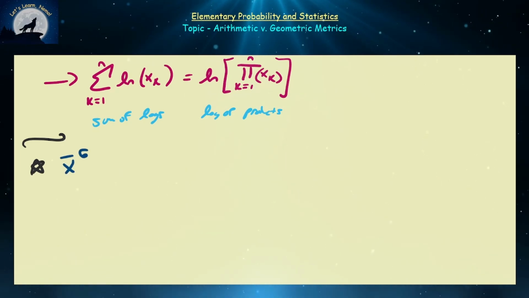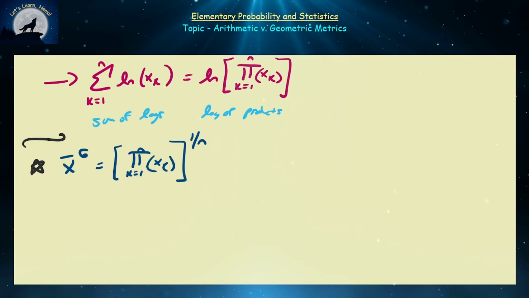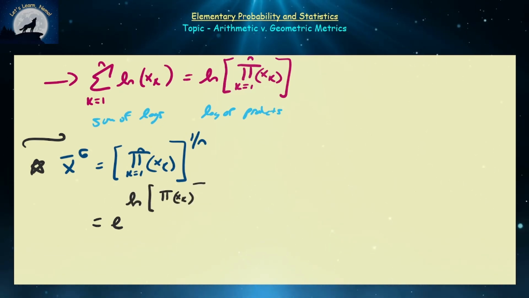So we have that the geometric mean, again, was equal to just the product from k is equal to 1 to n of each of our xk values to the power of 1 over n. And what I can do is I can use that compositional relationship between e and natural log, and I can just write this as e to the natural log of something, where that's just the product of our xk values to the power of 1 over n.